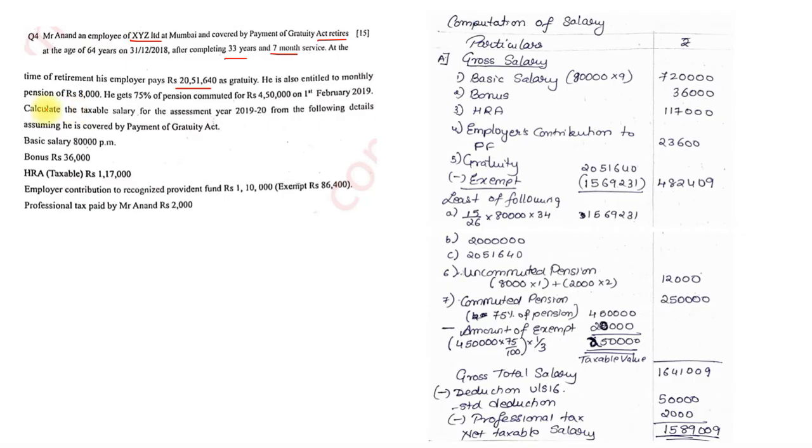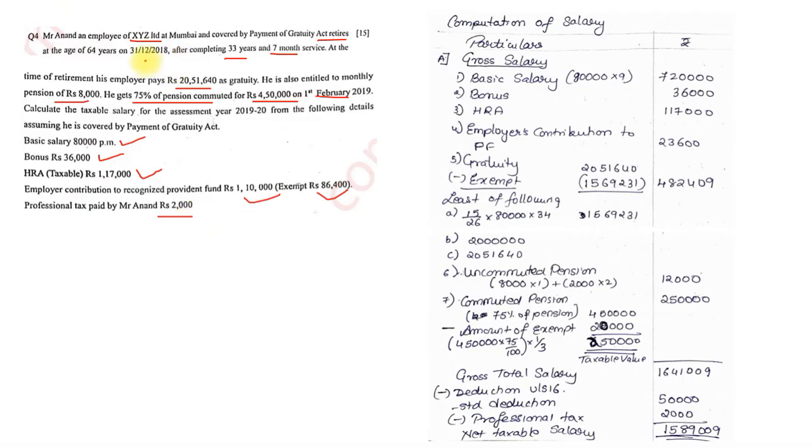He is not a government employee, this is a private company. He is also entitled to a monthly pension of 8,000. He gets 75% of pension commuted for rupees 4 lakh 50,000 on 1st Feb. Very important data. Calculate the taxable salary for the assessment year. Again, basic salary per month, bonus, taxable HRA, employee contribution 1 lakh 10,000, exempt value is given, professional tax is 2,000. Let us see how to go.